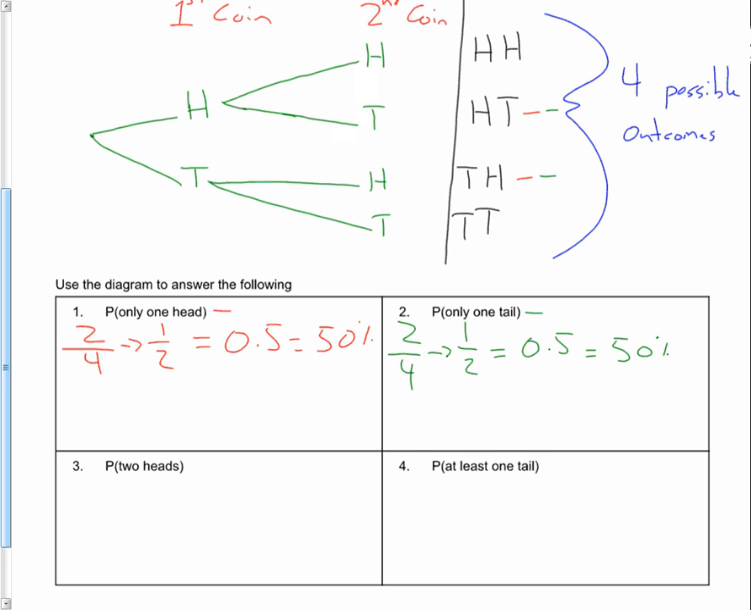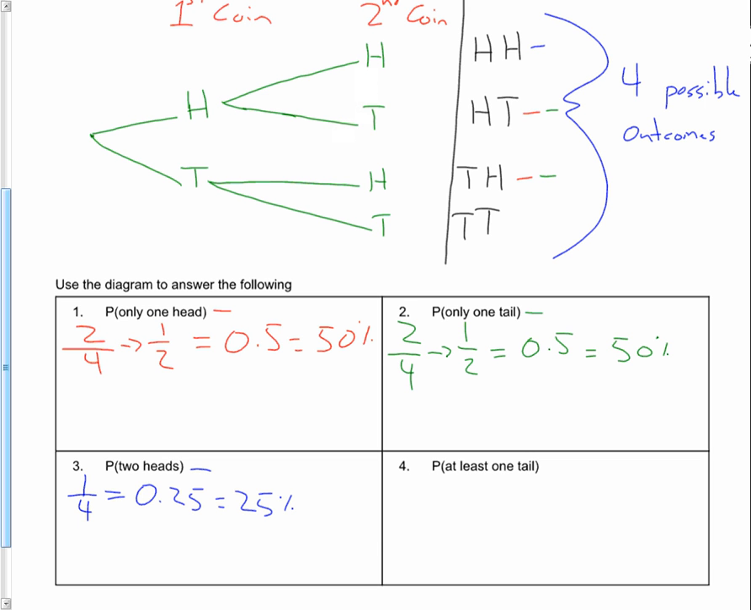The next question says, what's the probability of getting 2 heads? If I look at all of my options, only one of them meets that criteria. So 1 out of the 4 meets that criteria. 1 over 4 is already in lowest terms, so we'll convert that into a decimal, which is 0.25, and we can also convert that into a percentage, which is 25%.